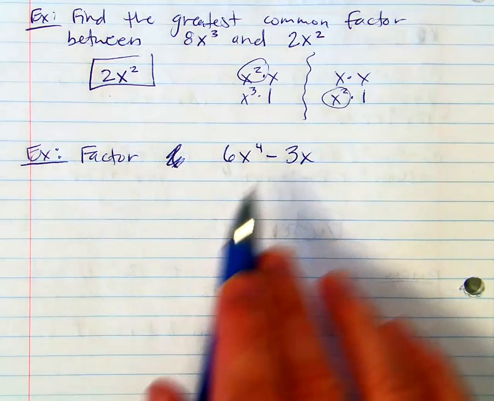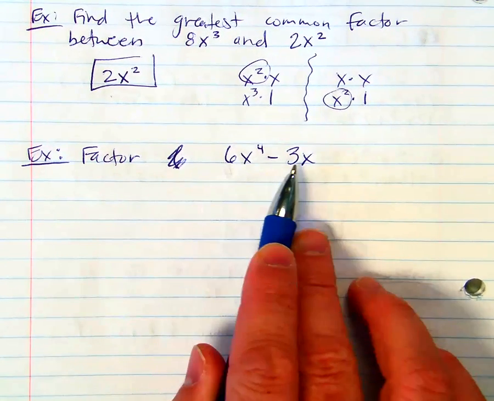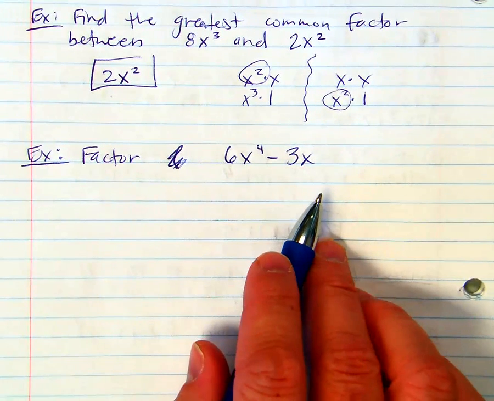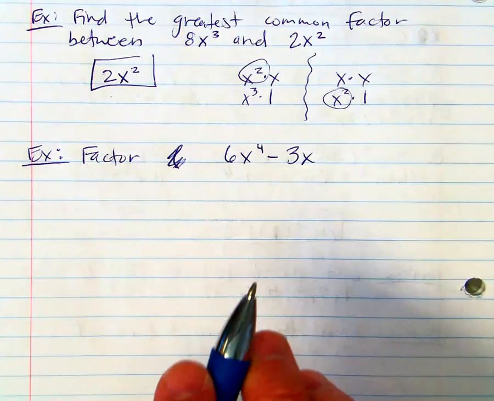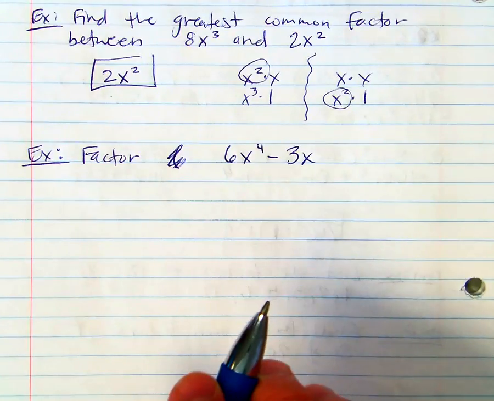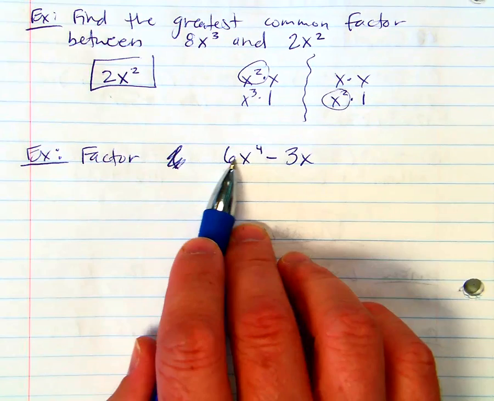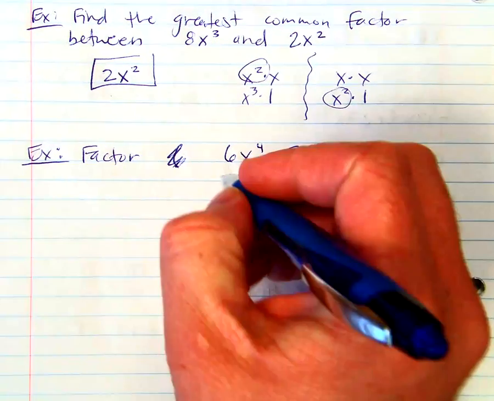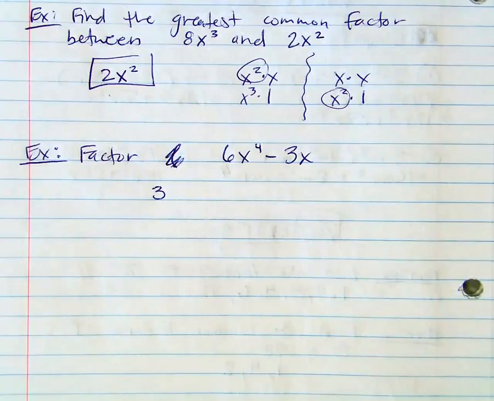Looking just at the coefficients within this polynomial, I have a 6 and a 3. What is the greatest common factor between a 6 and a 3? What is the biggest number that goes into both of them? Naomi? 3. 3 goes into itself, and it goes into 6, and it is the biggest number that does that. So we're going to start with a 3, knowing that that is the greatest common factor for the coefficients.